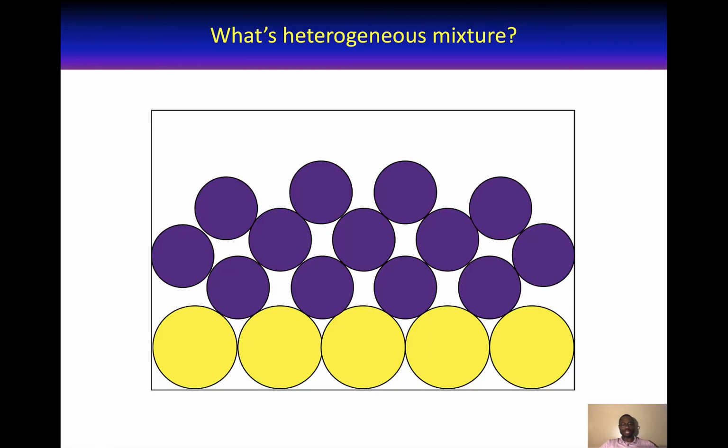And what's a heterogeneous mixture? A heterogeneous mixture is when the components of the mixture are not uniformly distributed. Here you clearly see that these particles or molecules are not uniformly distributed. You have a layer sitting on top of another layer.